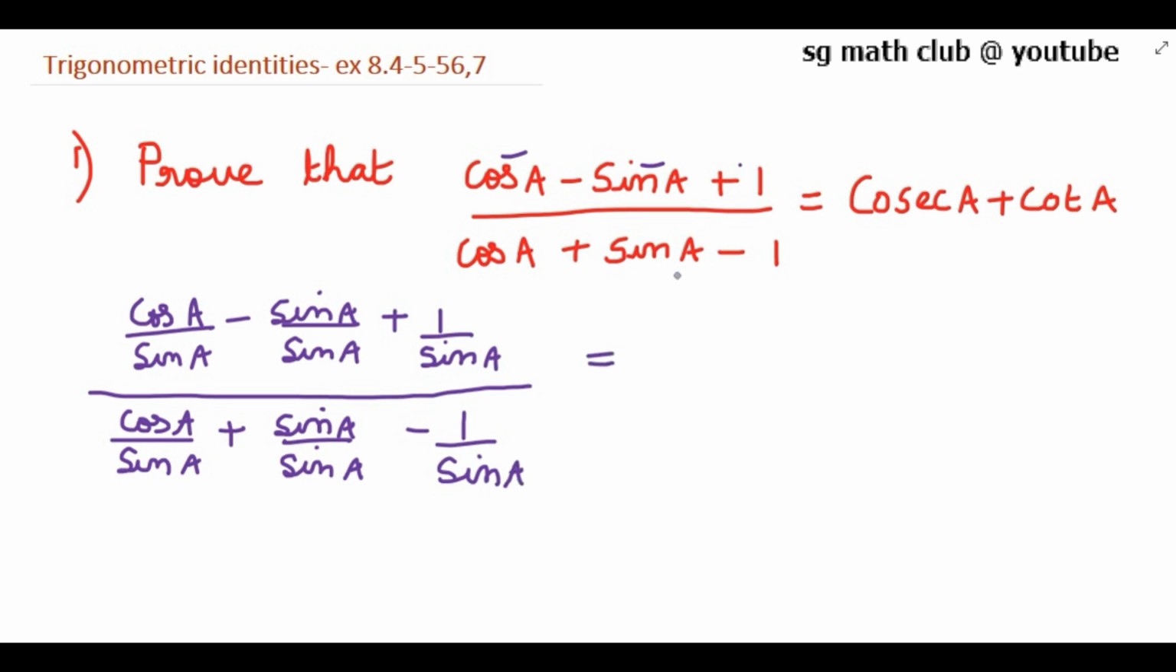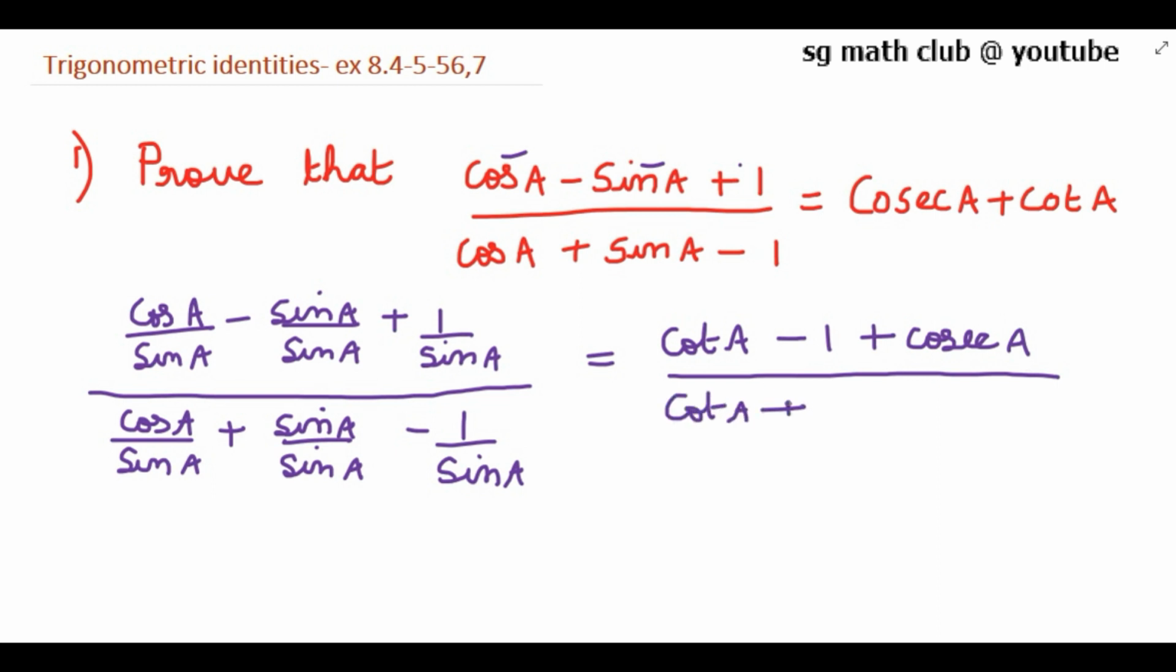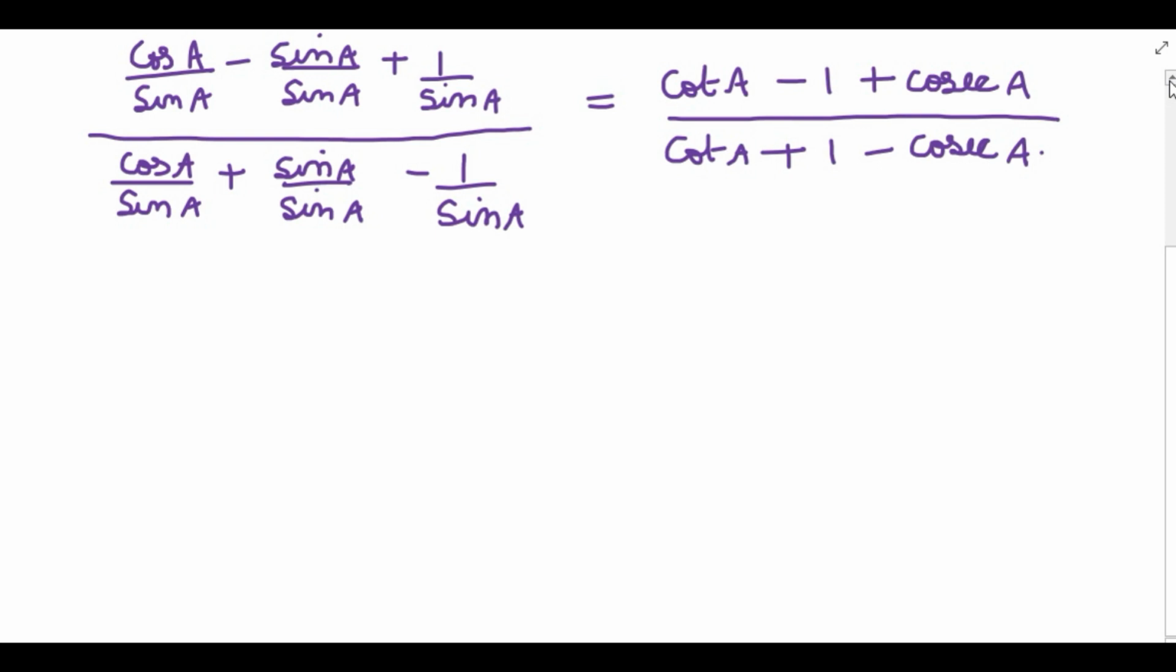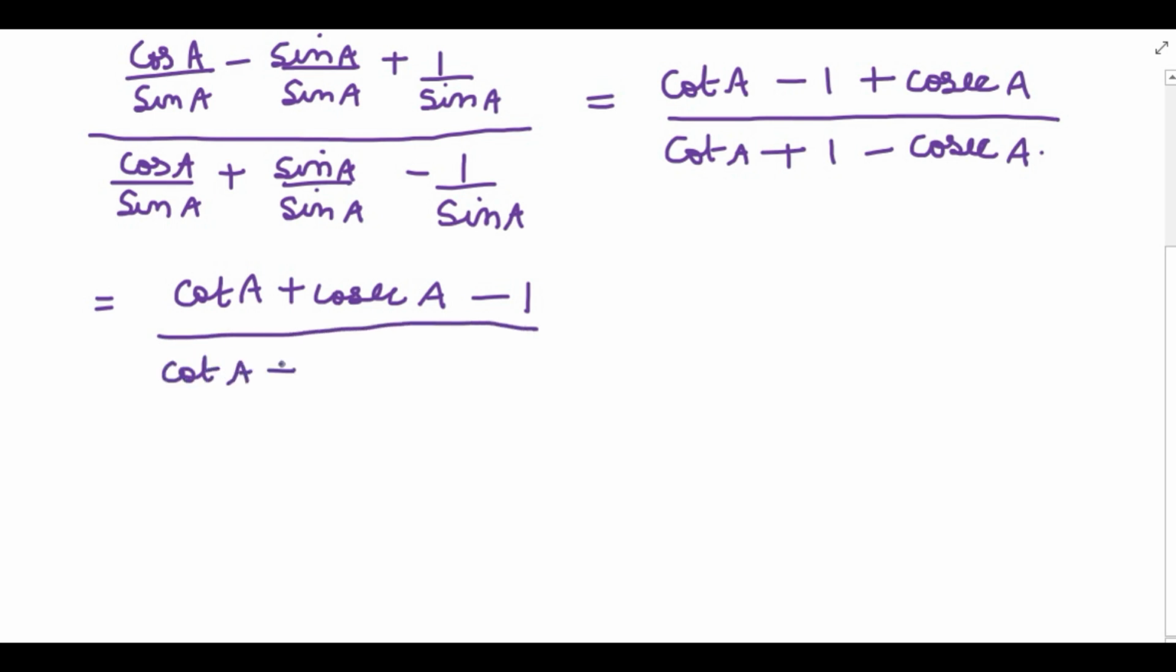So this I can write: cos A by sin A is cot A, minus 1, plus 1 by sin A is cosec A. 1 by sin A is cosec A, the reciprocal ratio of sin A. Same way, the denominator is cot A plus 1 minus cosec A. Now I'll just rearrange this numerator. Numerator is cot A plus cosec A, and this minus 1 I'll make the third term, divided by cot A plus 1 minus cosec A.